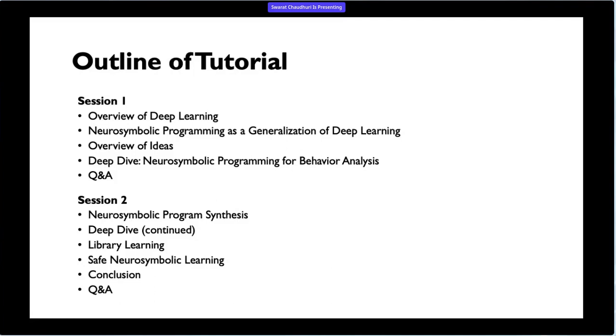and that will be our session 1. In session 2, we are going to go deeper into the algorithms, and we are going to explain some of the main categories of methods. We are going to go back to the scientific applications. Then we're going to talk a little bit about library learning and safe neurosymbolic learning, which are sort of more advanced topics. And that'll be it. Any questions at this point?